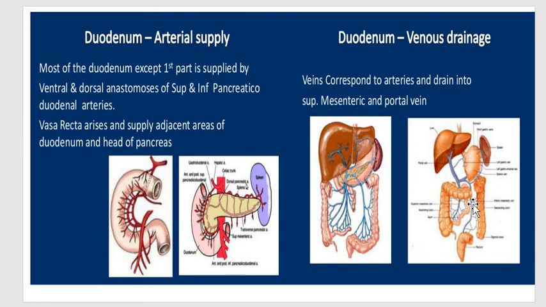Now come to the arterial supply of duodenum. What is the arterial supply of duodenum? Most of the duodenum except the first part is supplied by the superior and inferior pancreaticoduodenal arteries.